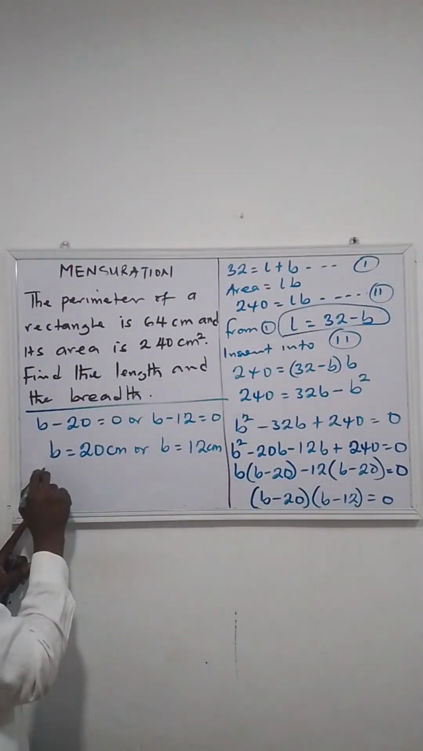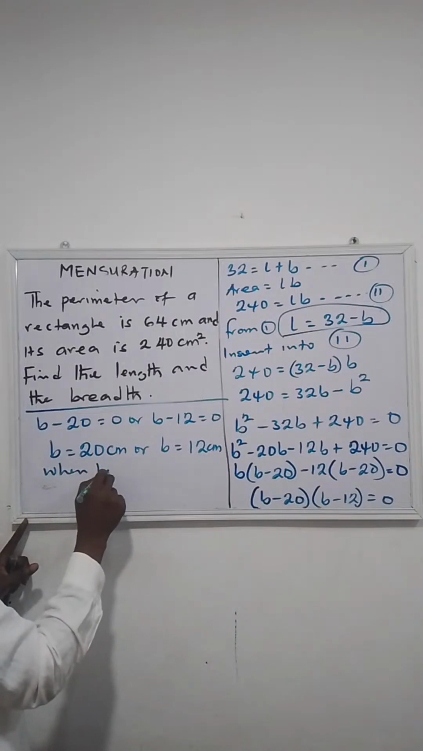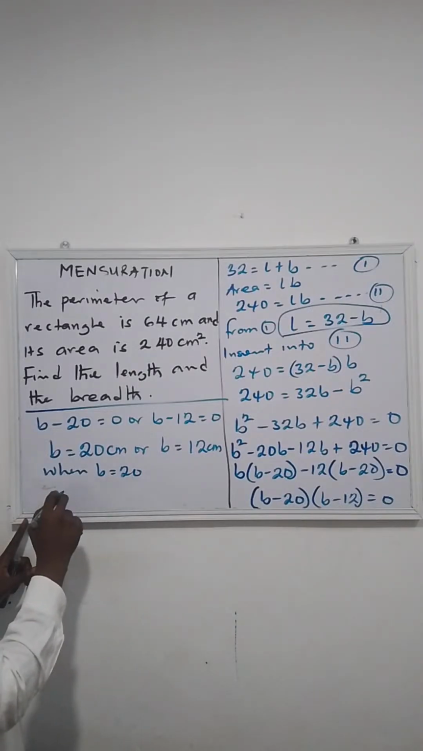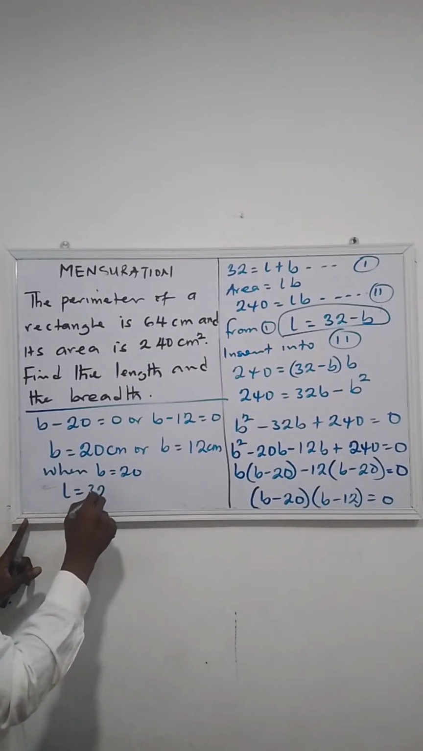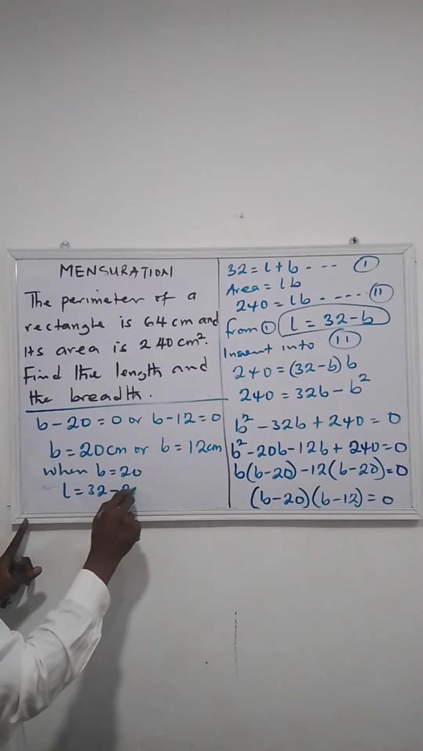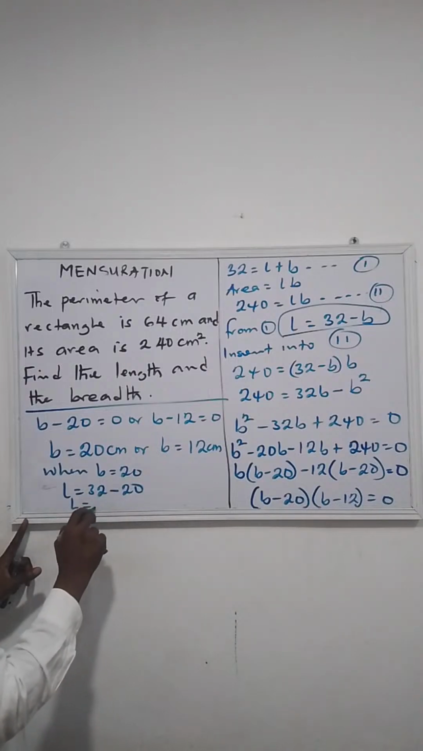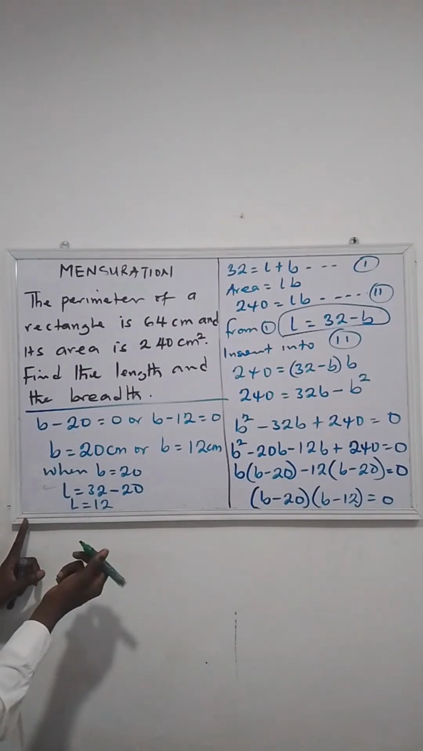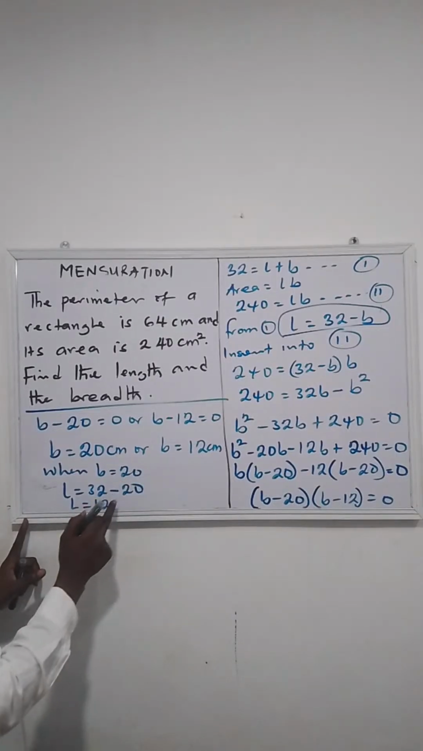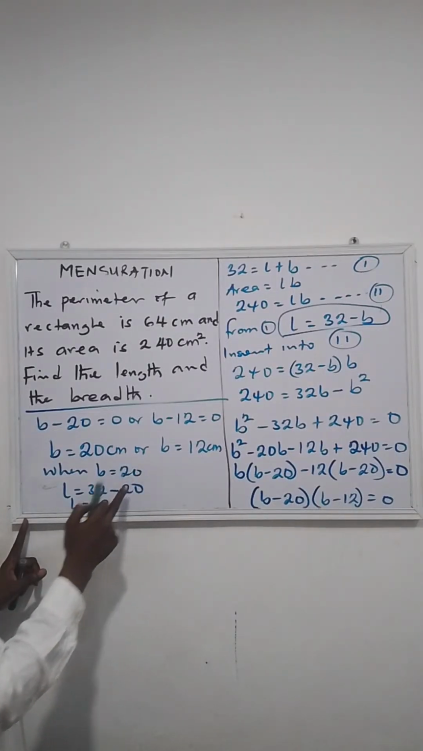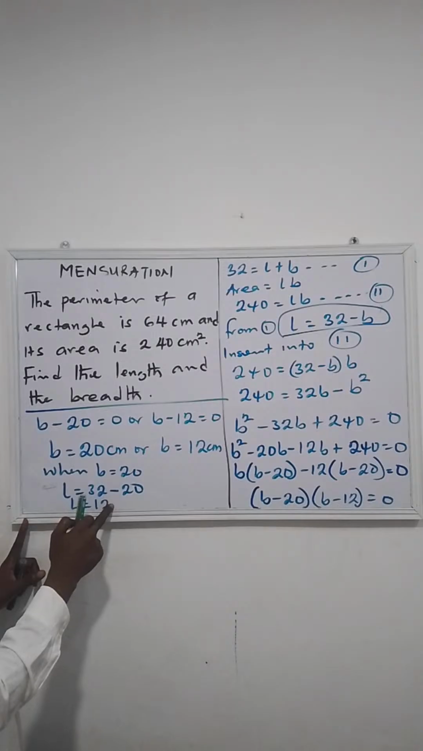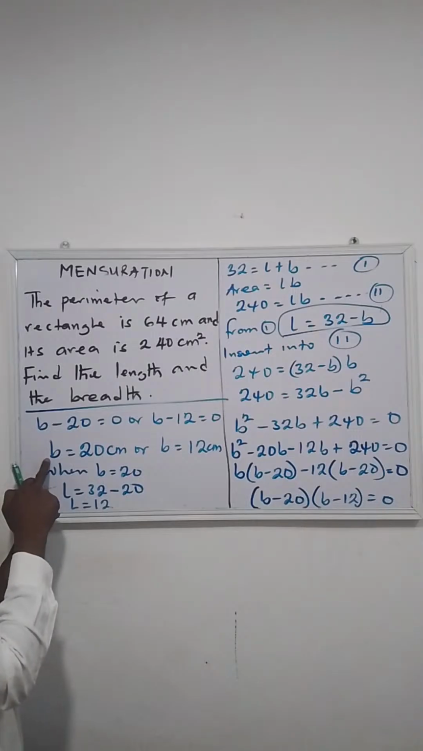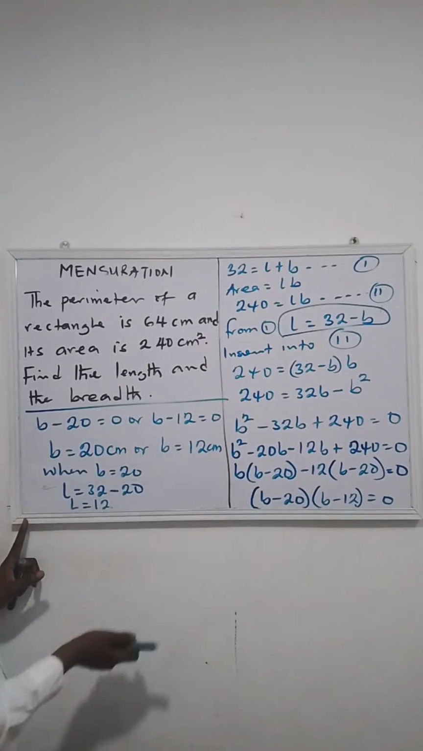Let's assume that when b is 20, L will be what? 32 minus 20. So that means L is going to be what? That's 12. Can you see? Is there any sense in this? No. That is what many students will want to do, because your breadth must not be longer than the length. So that means the breadth cannot be 20. So the breadth is 12.